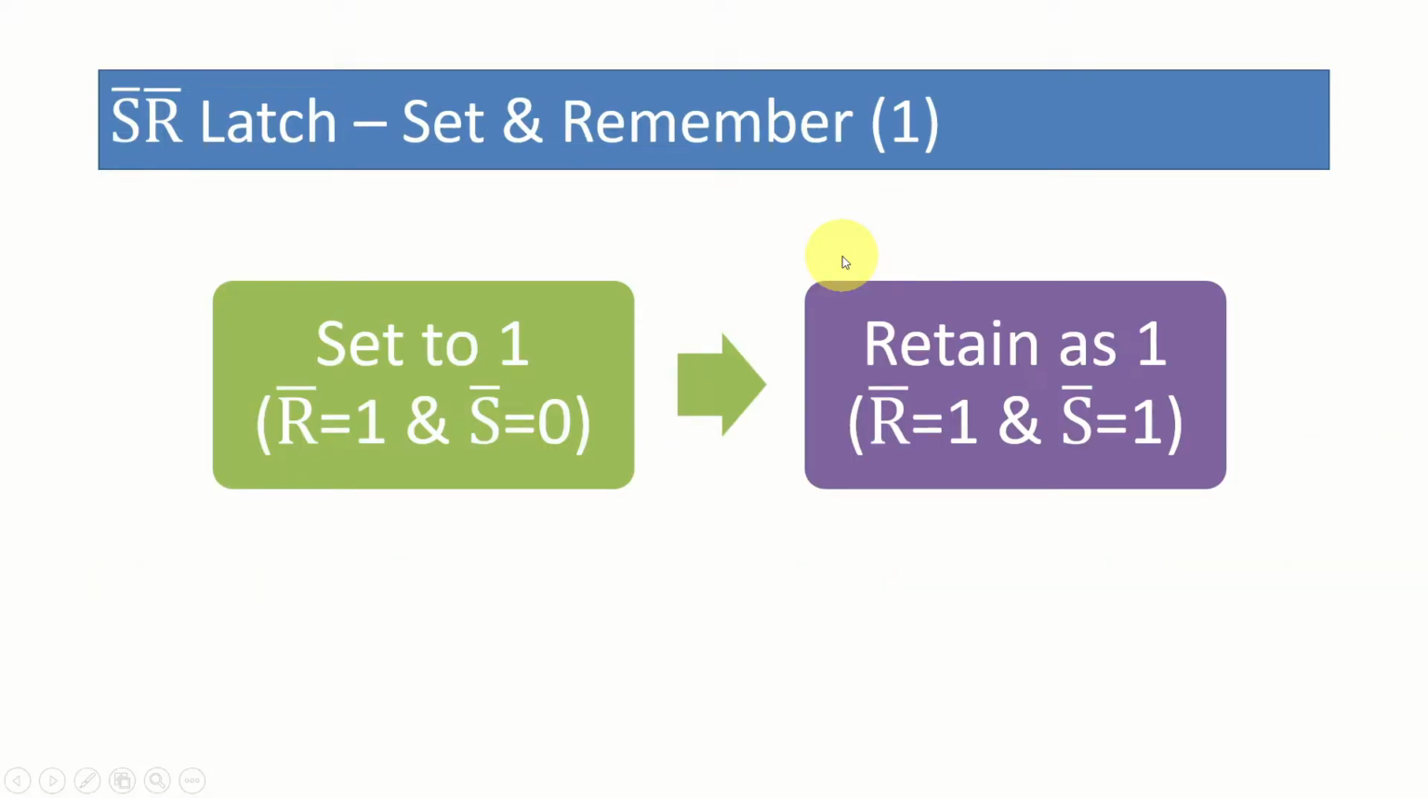Now let's first look at how to set and remember a bit in the S bar R bar latch. The functionality is pretty much similar to the SR latch. So in order to set 1 in the SR latch, we used to give S equal 1, R equal 0. In the S bar R bar latch, we call it R bar equal 1 and S bar equal 0. In the SR latch, the retention was done by having both S and R at 0. In the S bar R bar latch, we have to retain it by using the S bar 1, R bar 1 combination.